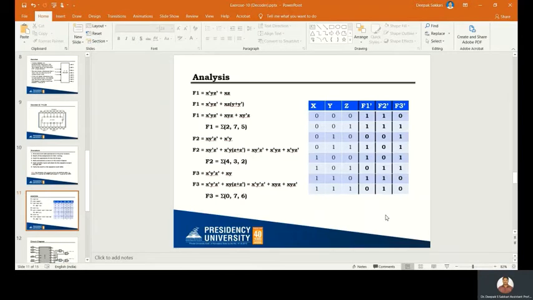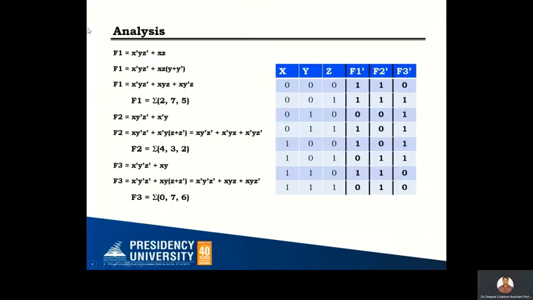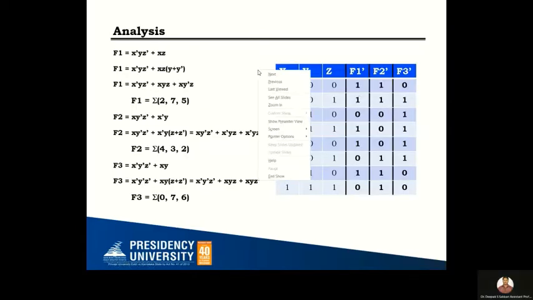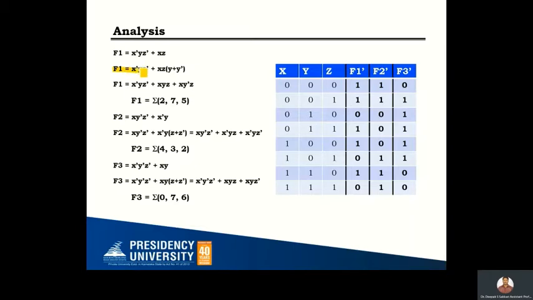So first coming to the analysis, the given function is f1 is equal to x bar y z bar plus xz. So I cannot use it as it is. I need to expand it. F1 is equal to x bar y z bar plus xz into y plus y bar.